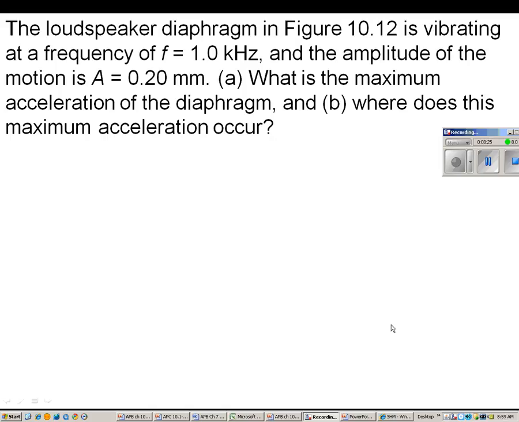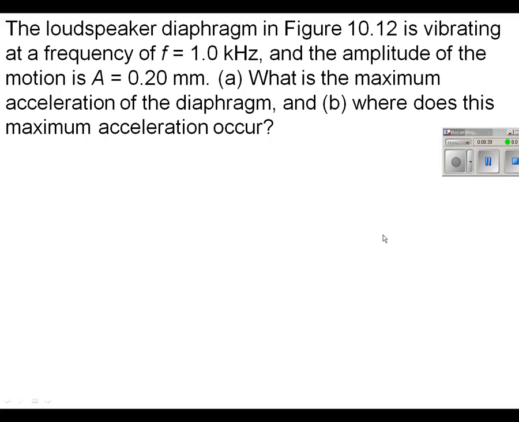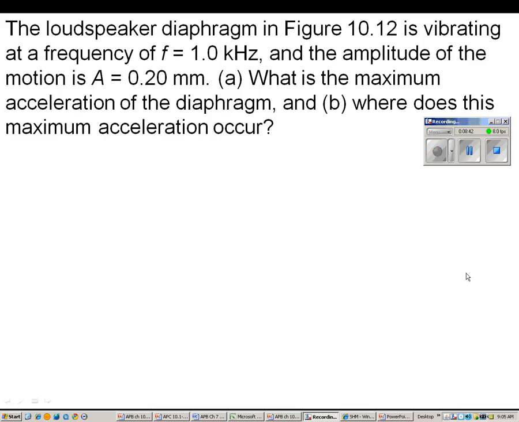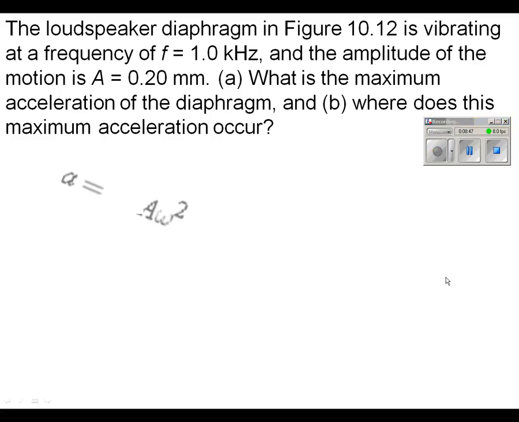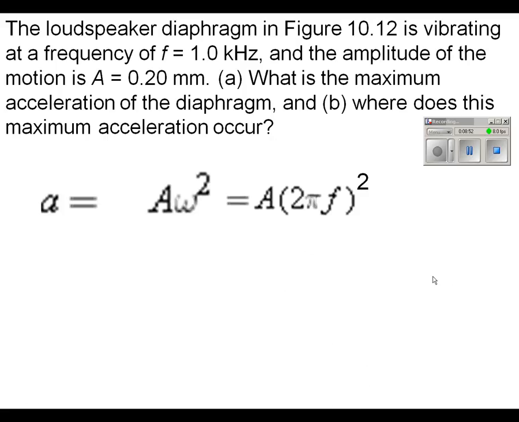So let's go ahead and try a problem here. It says the loudspeaker diaphragm in figure 10.12 is vibrating at a frequency of 1,000 hertz, and the amplitude of the motion is 0.2 millimeters. What is the maximum acceleration of the diaphragm, and where does this maximum acceleration occur? So we'll just use the equation we just learned. Acceleration equals A omega squared. For omega, we plug in 2 pi f. Plug in our values, and we end up with an acceleration of 7,888 meters per second squared.